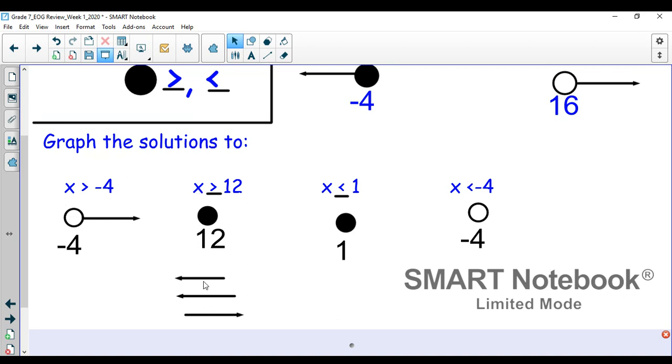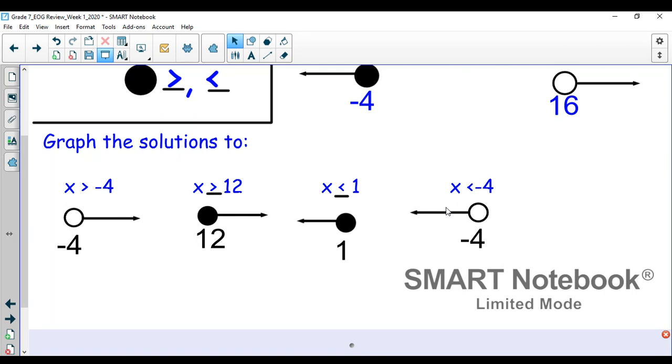X is greater than or equal to 12. So we're looking for numbers that are 12 or larger. Coloring this in gives us the 12. Larger than 12 are to the right on the number line. X is less than or equal to 1. So it is shaded. Less than 1, 0, -5, -10, -18 are all located to the left. And then X is less than -4, -5, -6, -7. They're also located to the left.